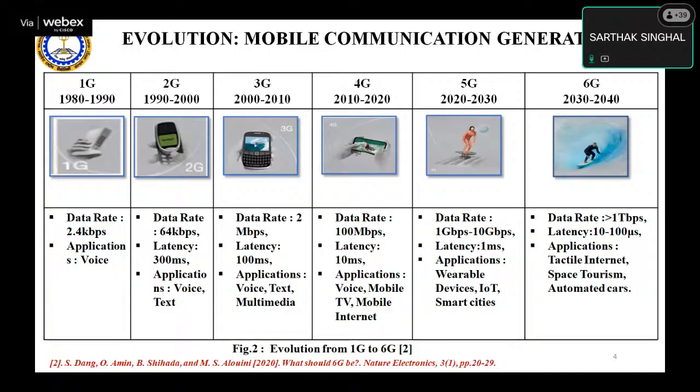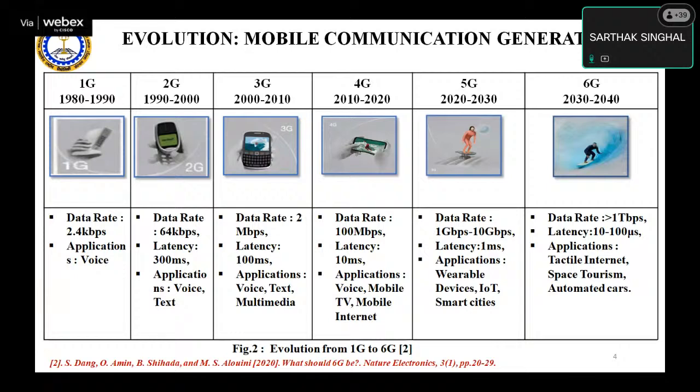And in the upcoming days, the next generation which is supposed to be implemented, its concept is already there, but it is supposed to be implemented in 6G, which will provide space tourism and automated cars, because it will have a low latency.